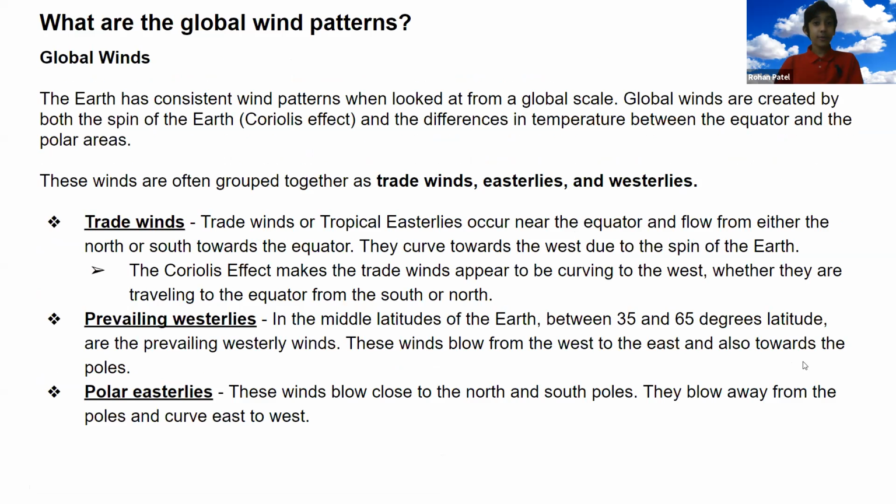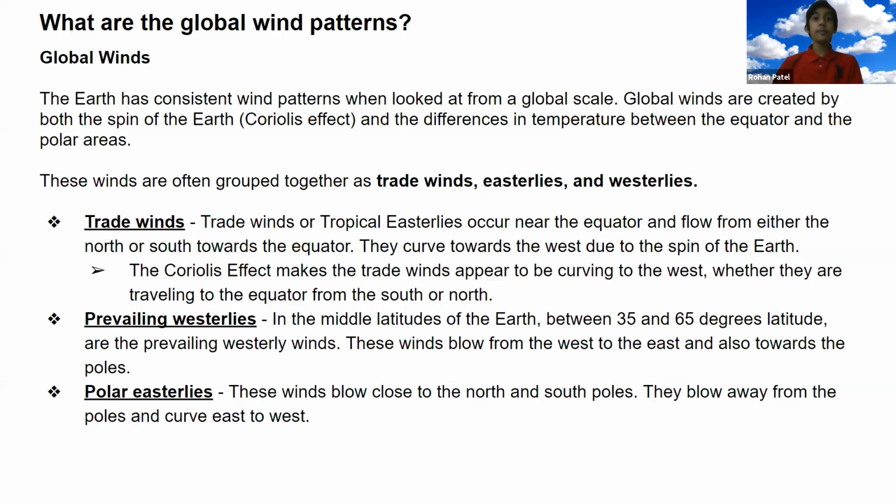So what are global wind patterns? The Earth has consistent wind patterns that, when looked at from a global scale, are called global winds. Global winds are created by the spin of the Earth and the differences in temperature between the equator and polar areas. The spin of the Earth, which creates global winds, is called the Coriolis effect. You'll learn a little bit more about that in 6th grade. But for now, the basic definition is that global winds are created by the spin of the Earth.